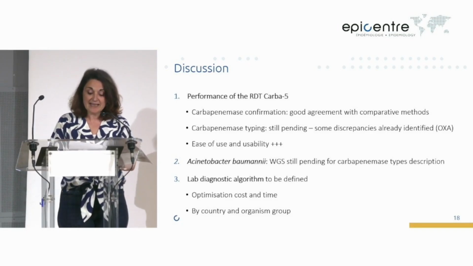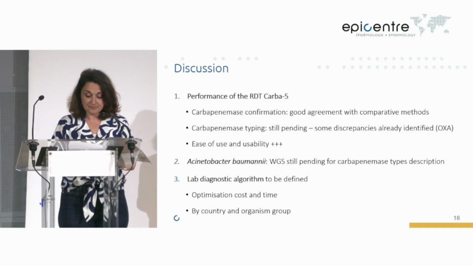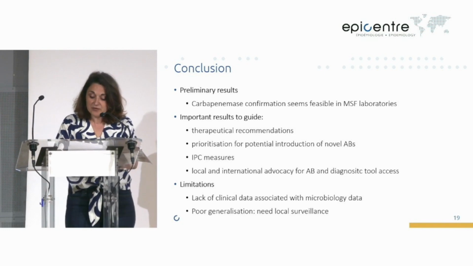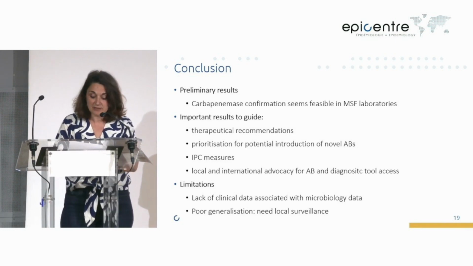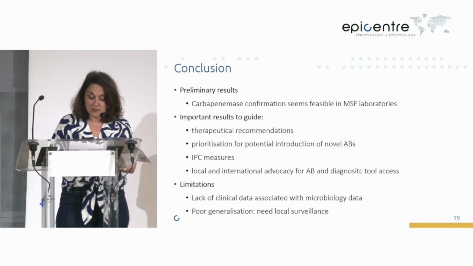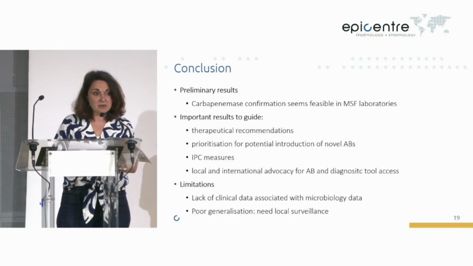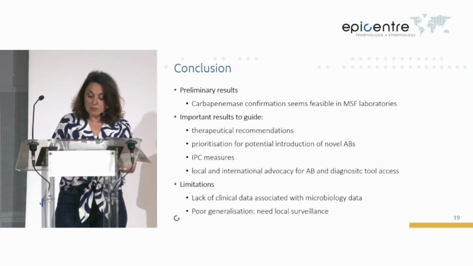Now, with all this, we'll be able to come up with a lab diagnostic algorithm to be defined with or without the rapid test. Of course, we need to optimize cost and time, and also pay attention to the country and the type of organism. However, on the basis of our preliminary results, it seems that it's possible to confirm carbapenemase in our labs, and these are important results to guide therapeutic recommendations, prioritize for potential introduction of new antibiotics, and also have the advocacy and the IPC measures we need.